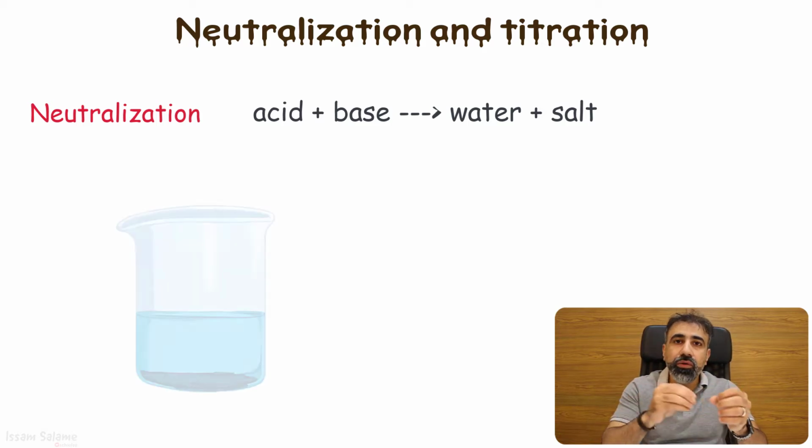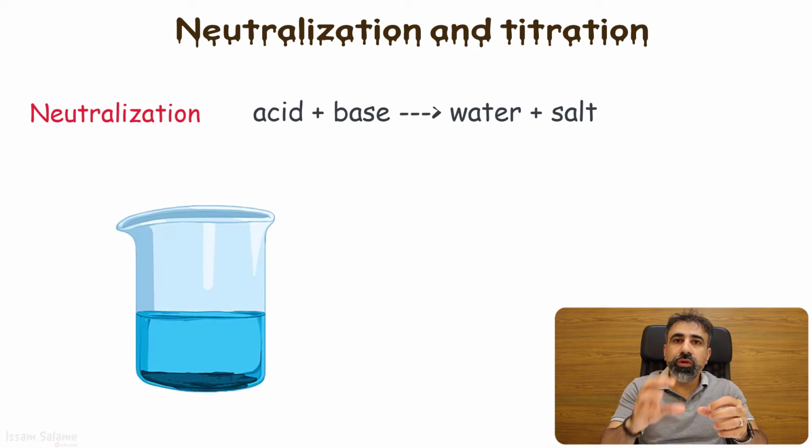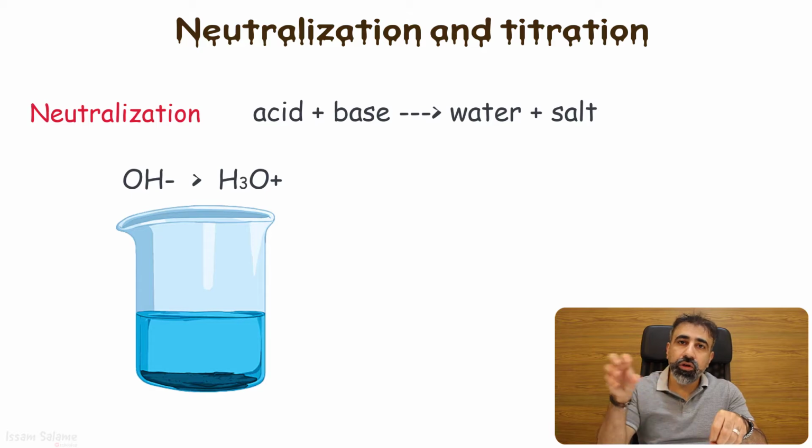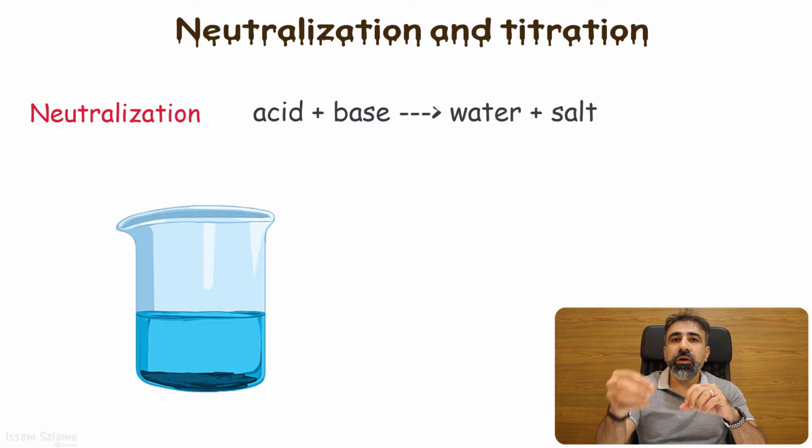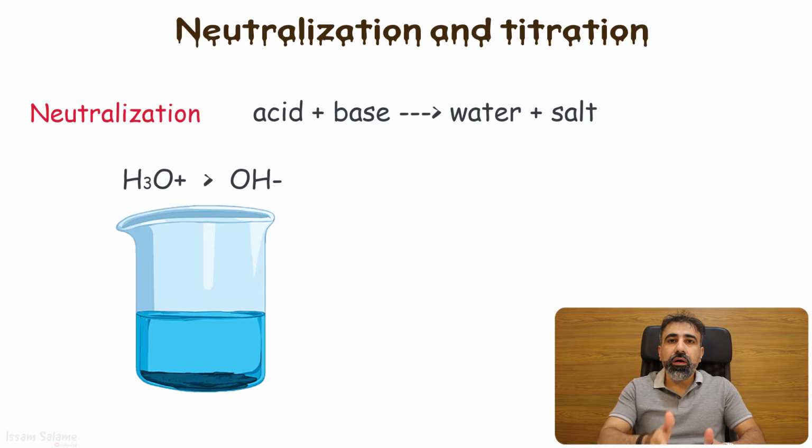But if you add too much base, then you are going to end up with a solution where the hydroxide ions are more than the hydronium ions, and this solution is going to be basic. If you don't add enough of the base, you're going to end up with a solution where the hydronium ions are more than the hydroxide ions, and this solution is going to be acidic.